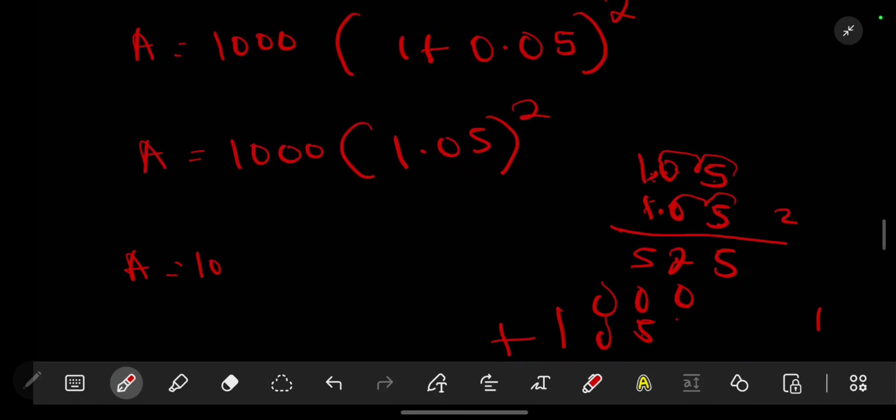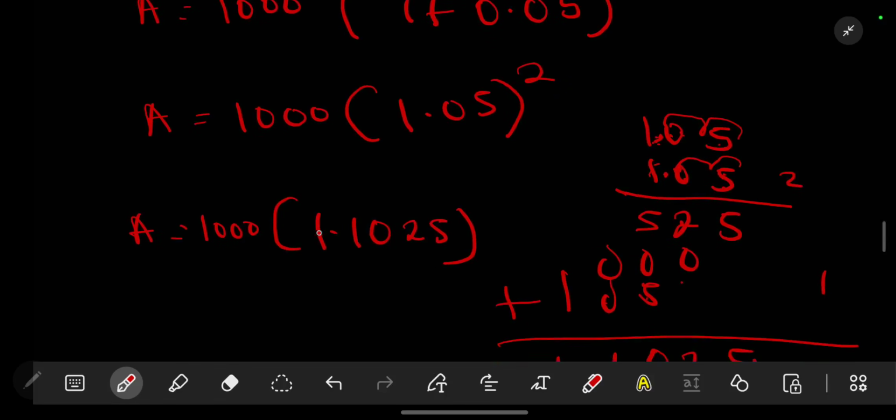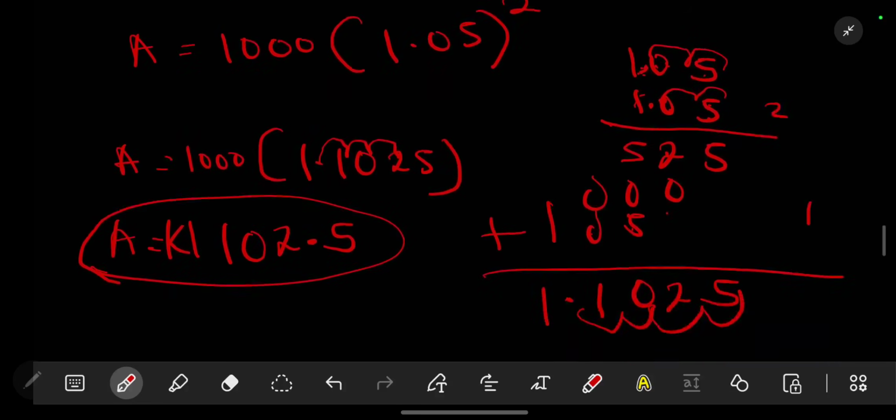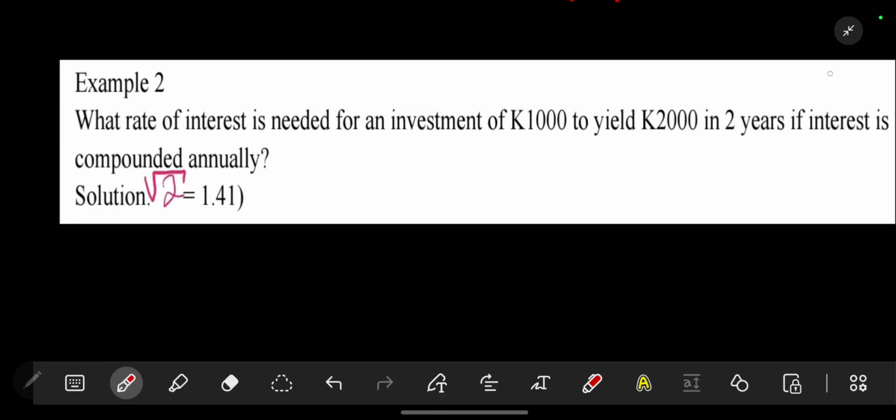So our A should be equal to 1000 times 1.1025. So multiplying by 1000 moves the decimal point 1, 2, 3. So our A should be equal to 1102.5 like that. So this is our value for that one. This is the money that's accumulated over that period. Let's move on to our next problem.